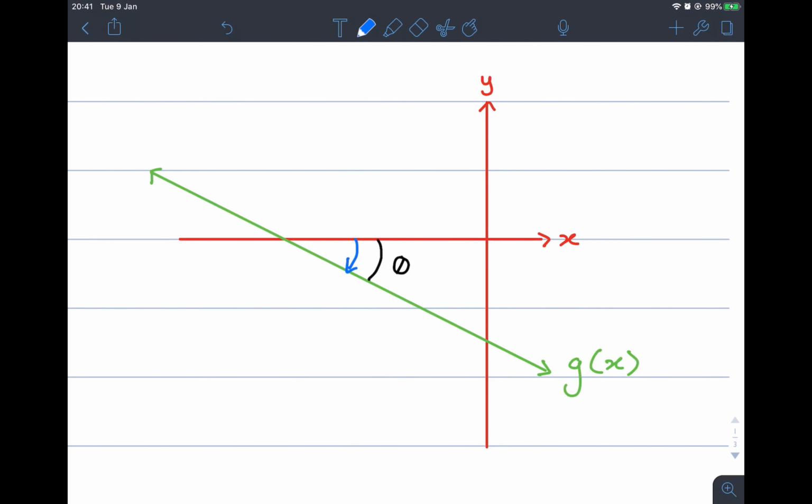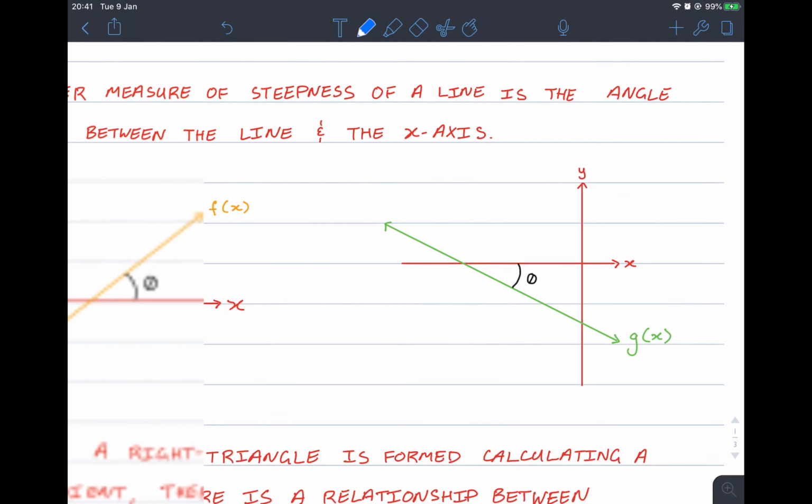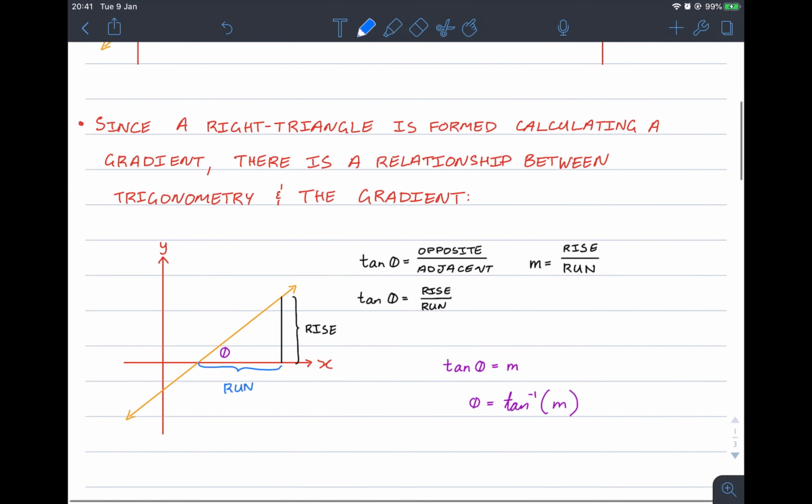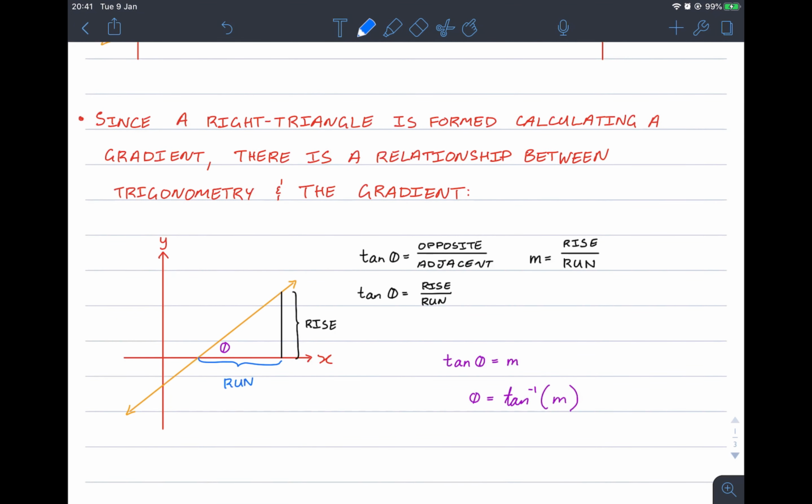Well, since we have a decreasing function, this will be a negative gradient. So you'd imagine that this angle of theta would also be negative. Now, in order to calculate this, we look at the similarity and the relationship between trigonometry and the gradient.